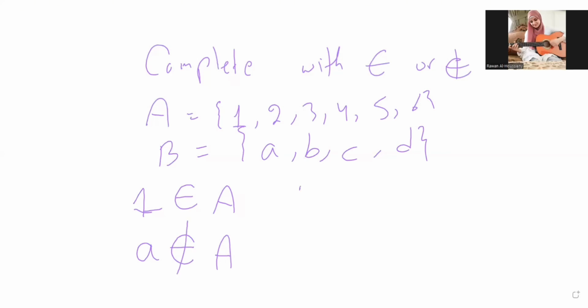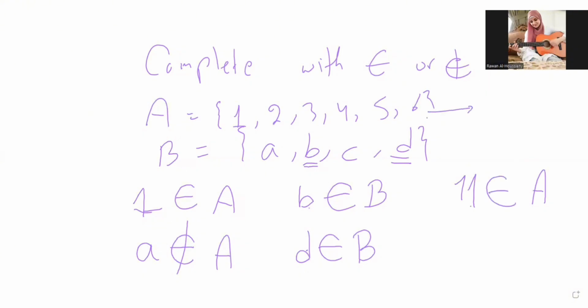Another example: we have to check if the small letter b exists in the set B. We can find this letter b in the set B, so we say that b belongs to the set B. Now for D, D exists in the set B, so D belongs to B. Also, if we want to search for the number 11 in the set A, 11 does not exist in the set A, so we say that 11 does not belong to the set A. Also, for the letter Z, Z does not exist in the set B, so Z does not belong to the set B.